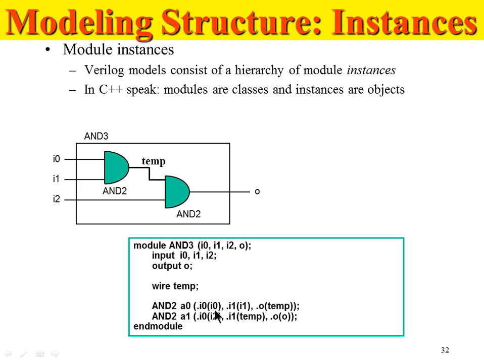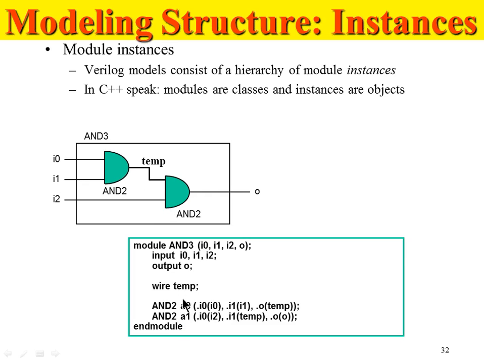And bracket I0, bracket I1, and bracket temp. These are ports or local signals at AND3 module level. That is how I will make the connection between this AND gate inputs and outputs and this AND3 inputs and outputs or local signals. Then I will instantiate this two input AND gate a second time.